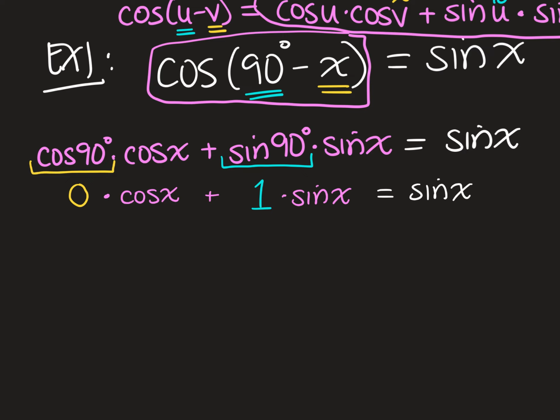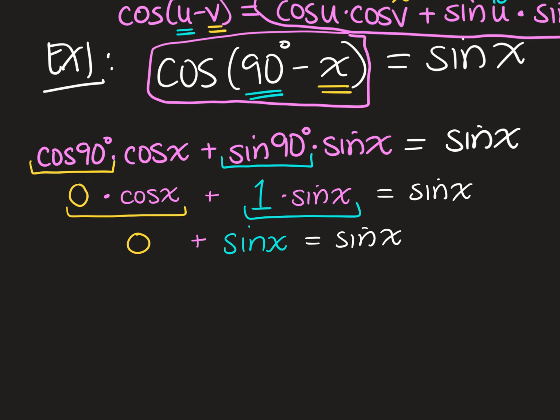Now it's a matter of doing a little bit more evaluation. What is 0 times the cosine of x? It's 0. 0 times anything is just 0. And what is 1 times sine of x? Sine of x. So now I have it, don't I? 0 plus sine of x is just sine of x.